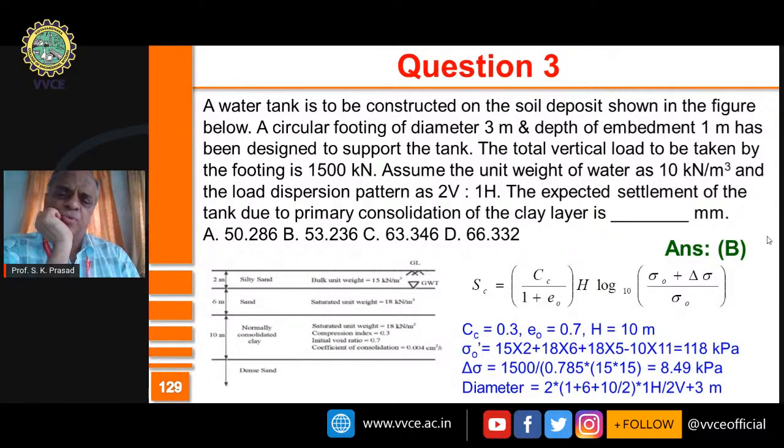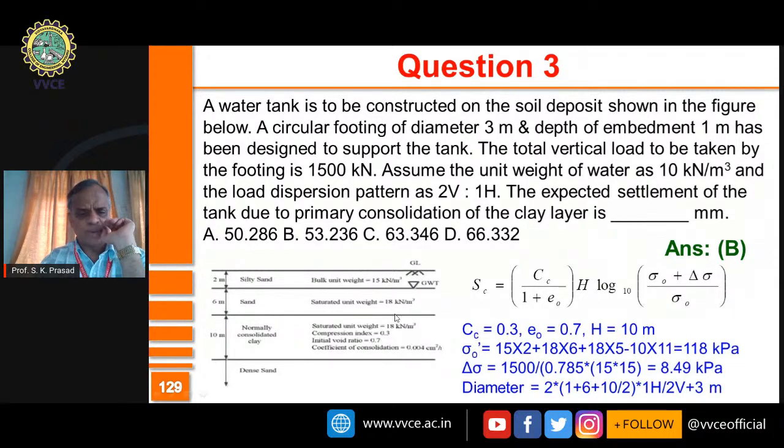Let me try to give you a problem to solve. Generally, problems related to consolidation or in general settlement will be quite lengthy. Please take down the problem, understand the problem. A water tank is to be constructed on the soil deposit shown in the figure. You can see in the figure, the water tank is to be constructed. See that it is made up of several layers of soil.